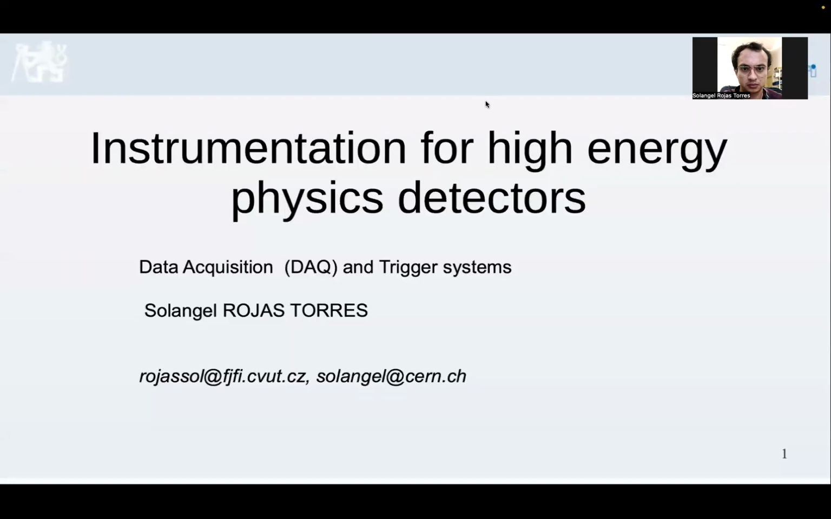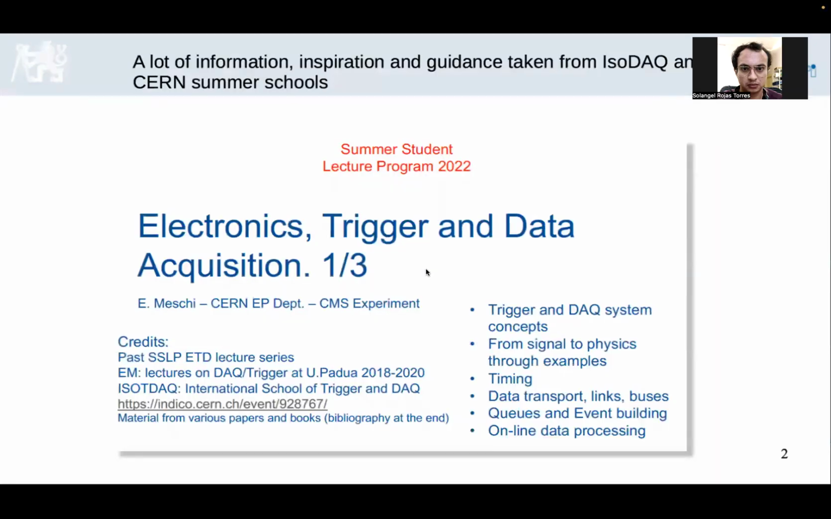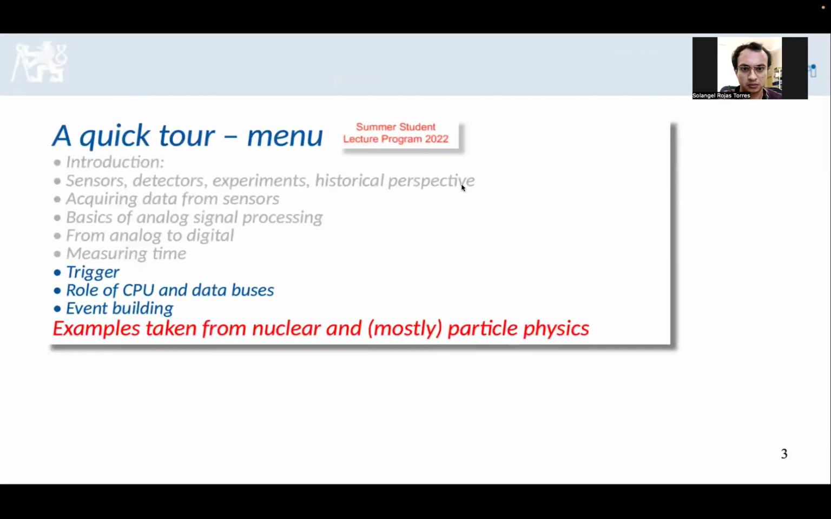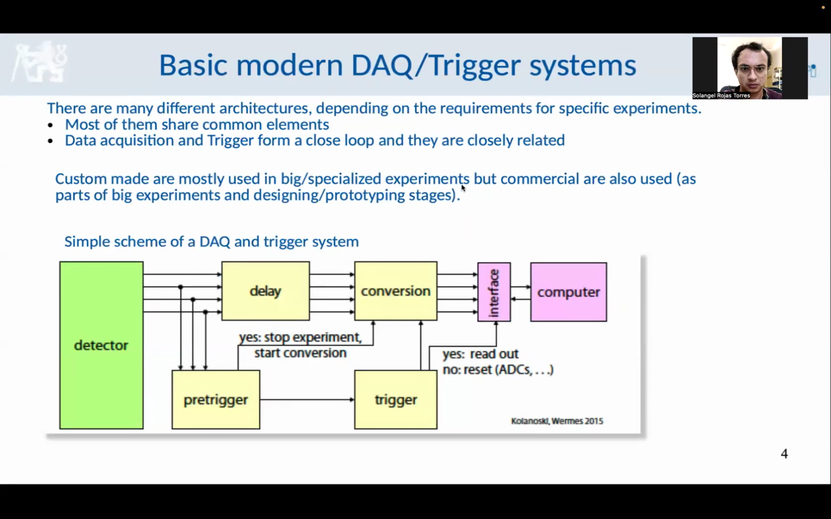Okay, so we were going to check some summary also of data acquisition and trigger systems for high energy physics. I put some references where I took inspiration, so you can check these lecture programs of CERN for summer students. It's very interesting. And okay, we start with a basic DAQ and trigger system. There are many architectures that, depending on the needs of each experiment, have different requirements. So the architectures can vary.